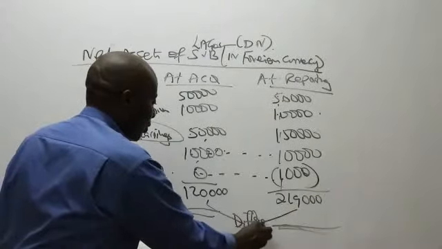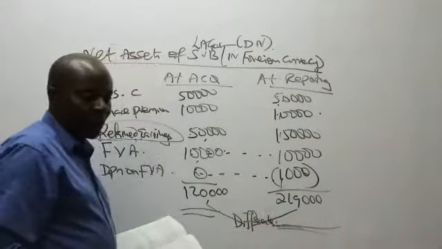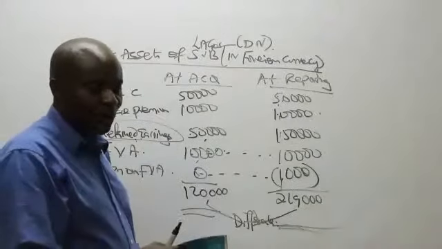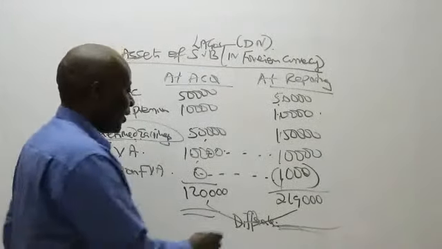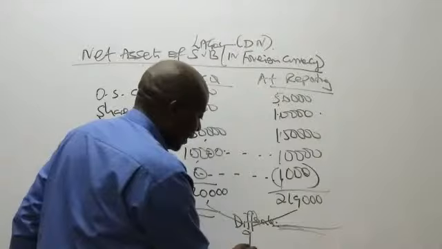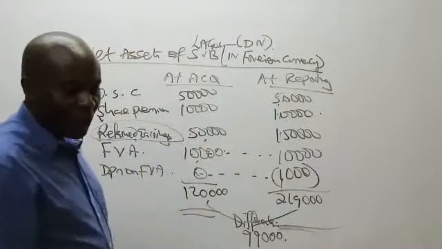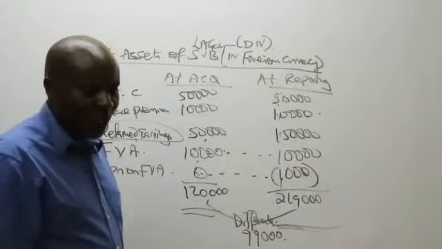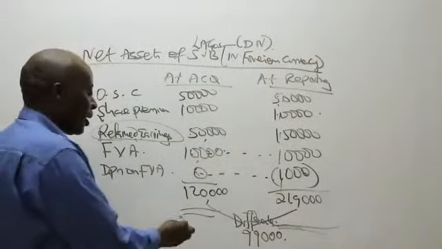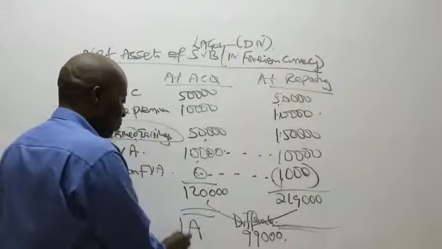Could you kindly give me the difference between the two? 99,000. So I'm being given a figure of 99,000 here. What name do we give to this difference? It's POP. Thank you very much, Robert. This is POP.